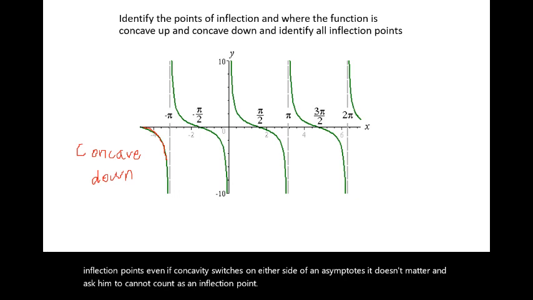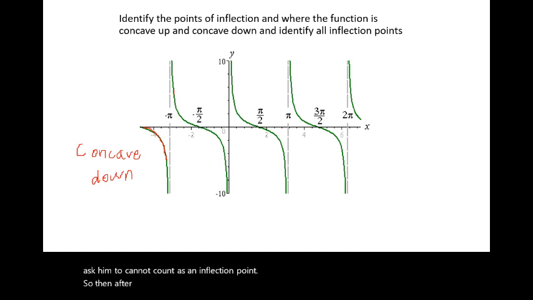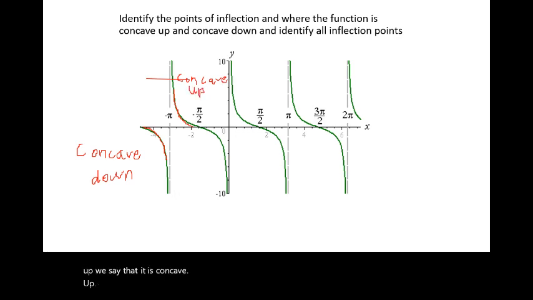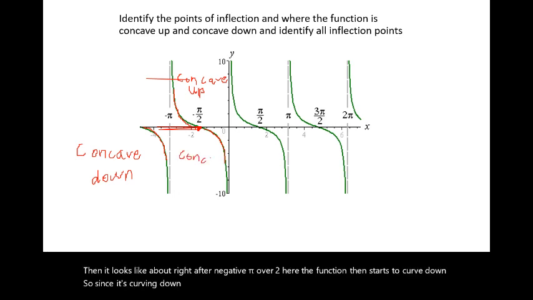So then, after this asymptote, the function starts to curve slightly up. So since it's curving slightly up, we say that it is concave up. Then it looks like about right after negative pi over 2 here, the function then starts to curve down. So since it's curving down, it is concave down.